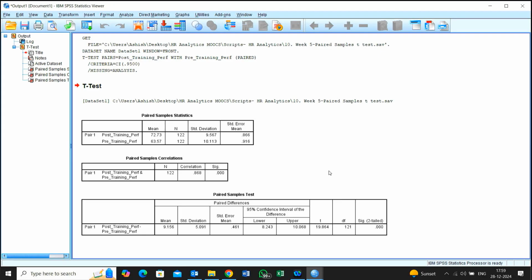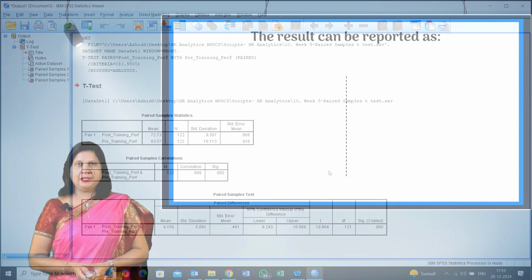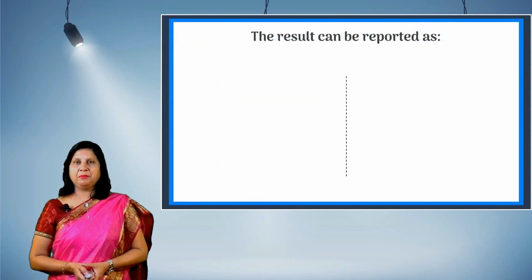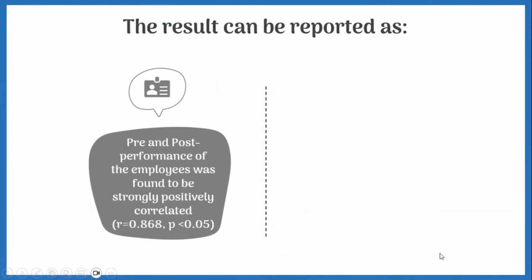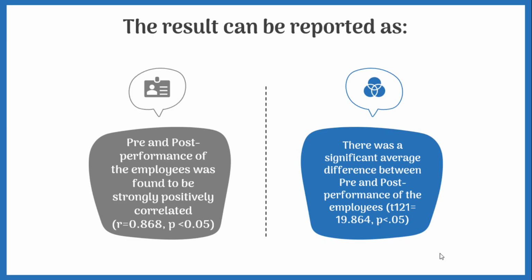This is how we can interpret the results of the paired sample t-test. So the results of the test can be reported as: pre and post performance of the employees was found to be strongly positively correlated, where r was found to be 0.868 and the p-value was found to be less than 0.05. There was a significant difference between pre and post performance of the employees, where again the p-value was found to be less than 0.05.